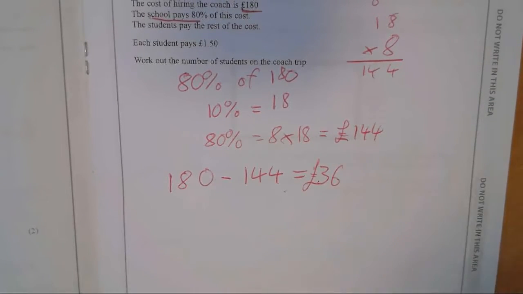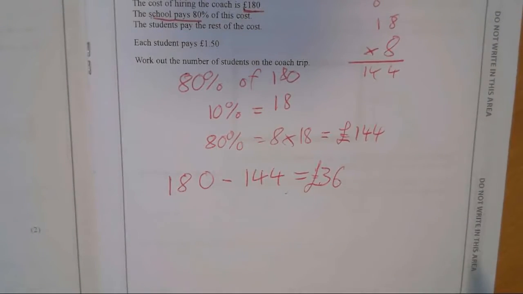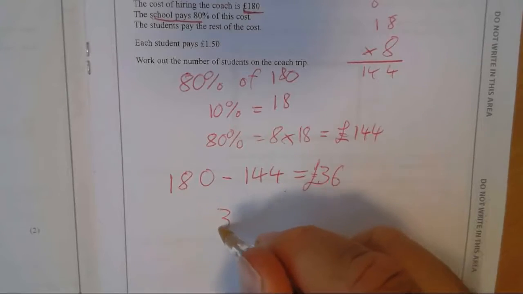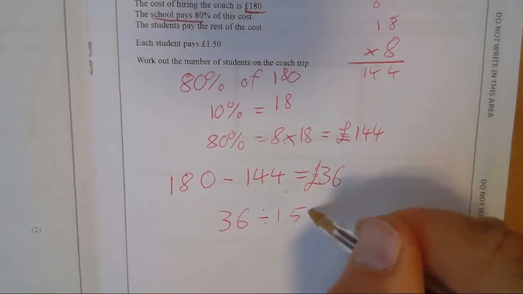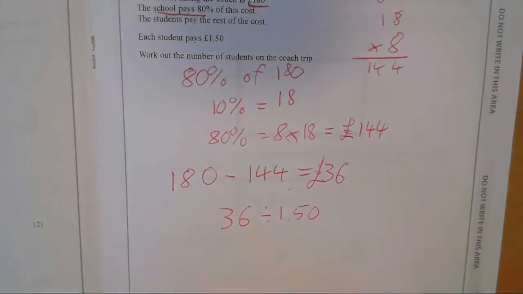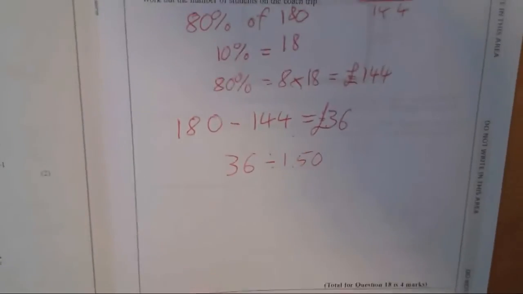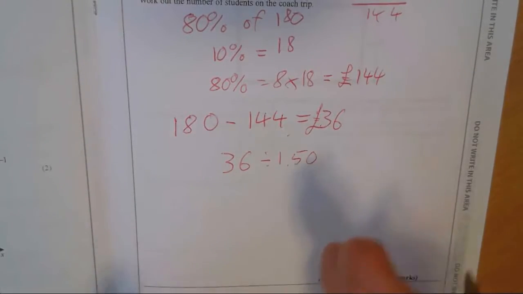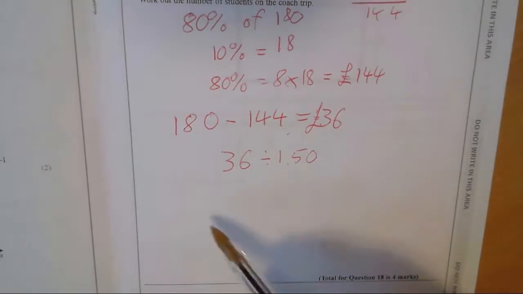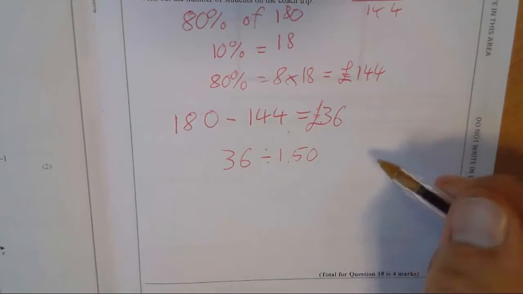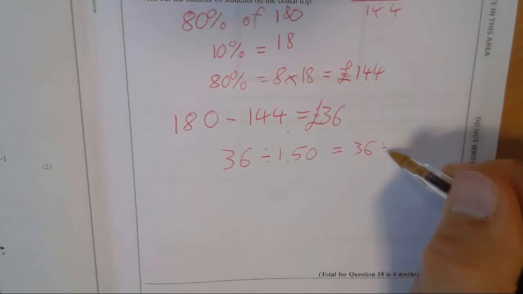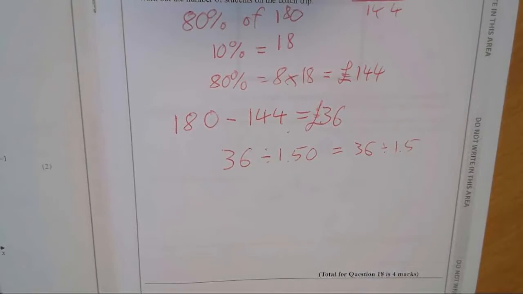Okay, so the students pay 36 pounds, and each student pays £1.50. So what that means is you've got 36, and I'm going to divide that by £1.50 to see how many £1.50s go into 36 pounds. Now, there are a bunch of different ways of doing this. It's the same as 36 divided by 1.5, isn't it?